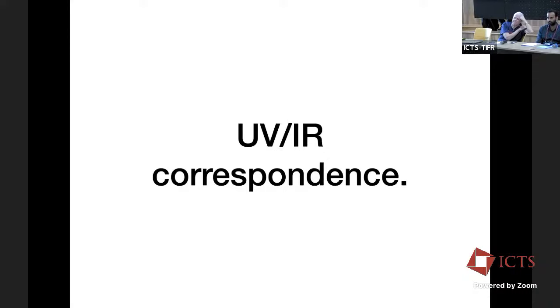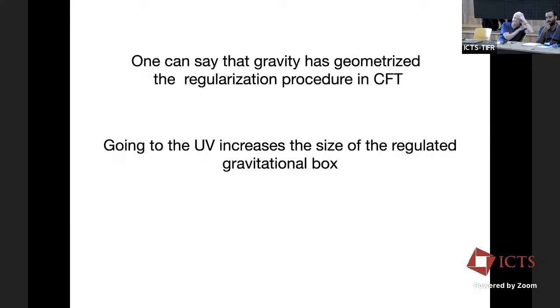The UV problems in field theory are an infrared problem in gravity, in the sense that I had to put a geometric cutoff at some finite volume. So you can say that gravity has geometrized the regularization procedure in conformal field theory. Geometrized means that instead of talking about cutoffs as something that I have to do locally in the UV of the field theory, I've turned it into a problem of gravity where I say it's a geometric cutoff far off, close to infinity, but it's done.